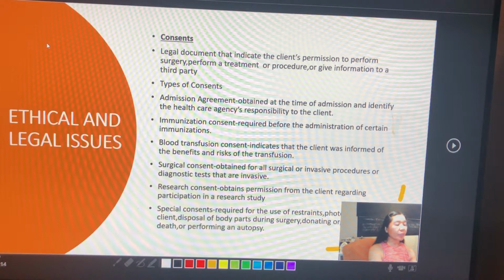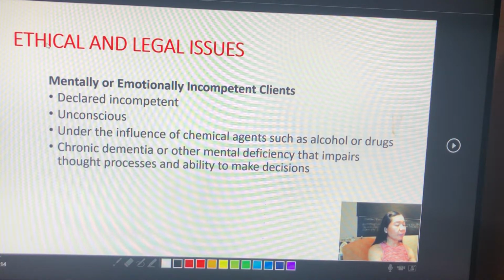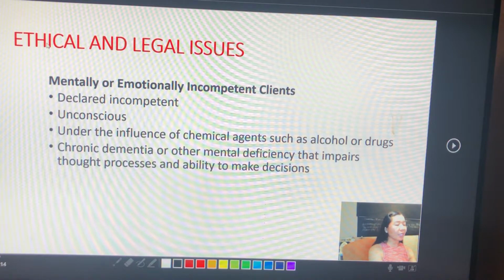6. Special consents are required for the use of restraints, photographing the client, disposal of body parts during surgery, donating organs after death, or performing an autopsy. Informed consent indicates the client's participation in the decision regarding healthcare. It is the client's approval or that of the client's legal representative to have their body touched by a specific individual.